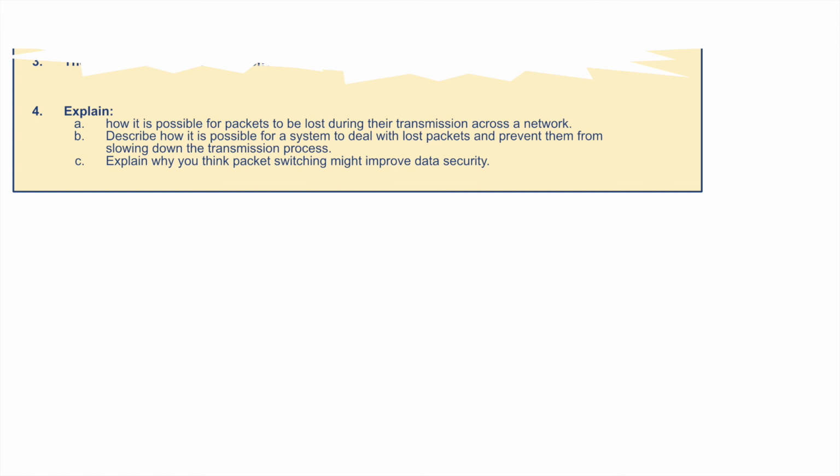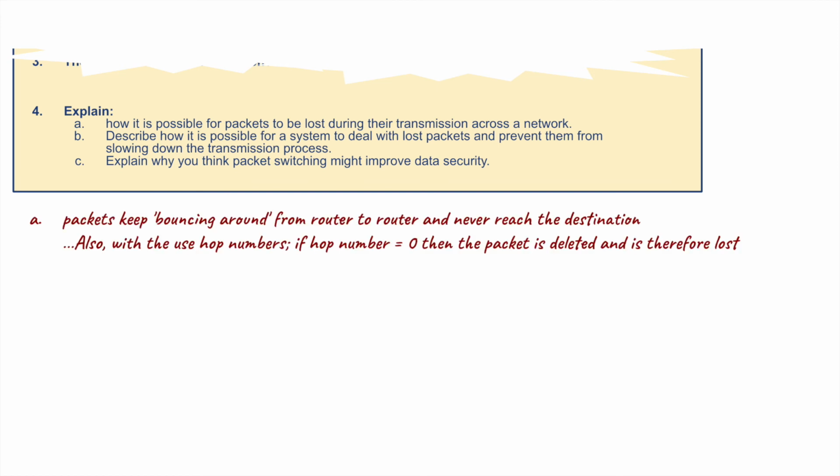Question 4. Explain how it is possible for packets to be lost during their transmission across a network. Well, if we look at this, packets keep bouncing around, as we've seen in the previous questions, from router to router and never reach the destination. Also, with the use of hop numbers, if hop number equals 0, basically it's gone down to 0, the packet is deleted and is therefore lost.